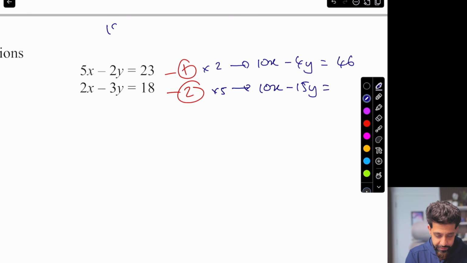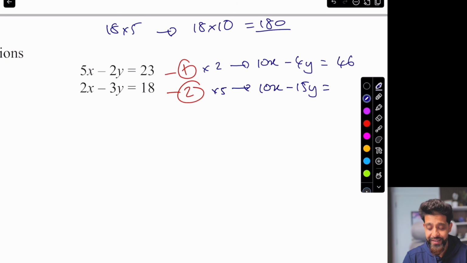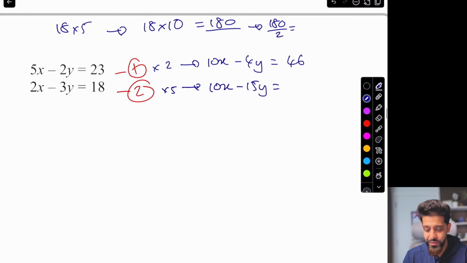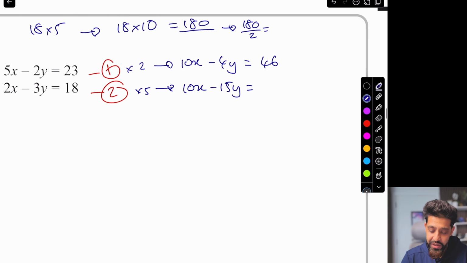Okay, so I'm going to do it here. 18 times 5, quite hard to do. So what we can do is look at 18 times 10 and then halve the answer. 18 times 10 is 180, everyone knows that. But then we've got to halve the answer. So we've got to do 180 divided by 2, and that is 90. There we go. So we've got 90.